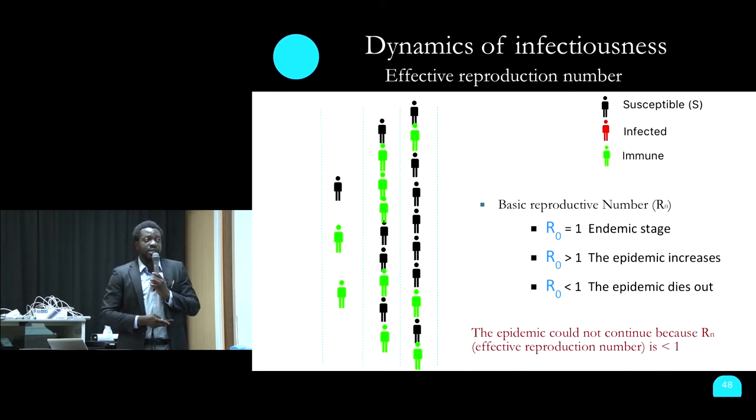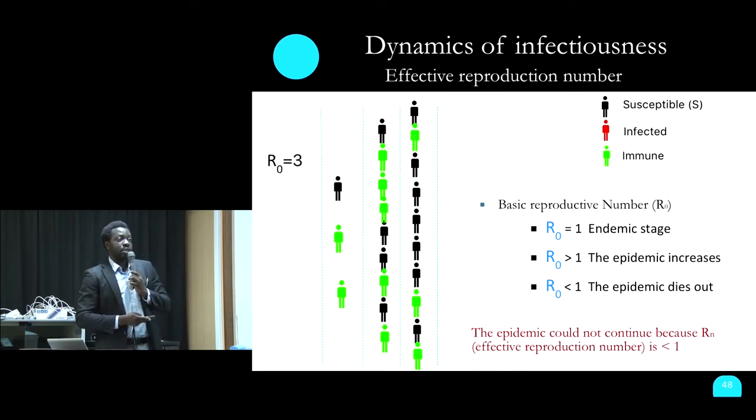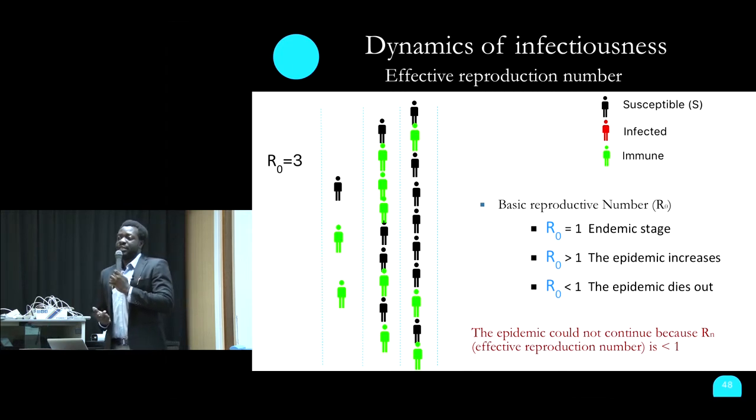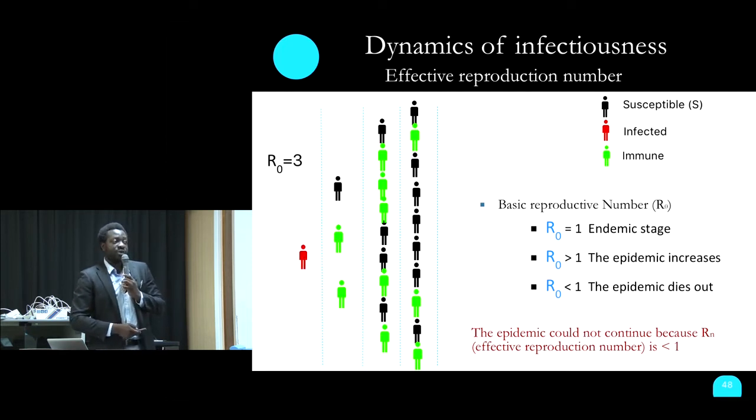But let's look at this scenario here. In this scenario, we have some susceptible, but we also have some people in the community who have immunity, so they cannot develop the disease. So we have an R naught of 3. This means that 1 infected person can transmit infection to 3 people.